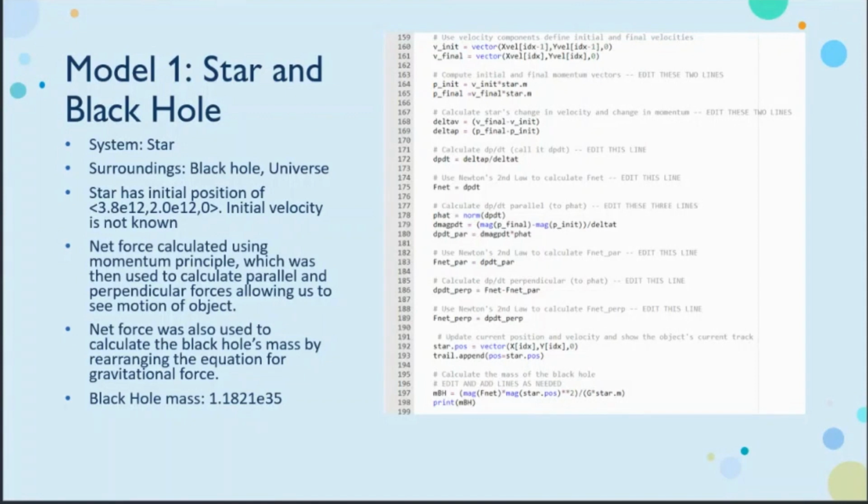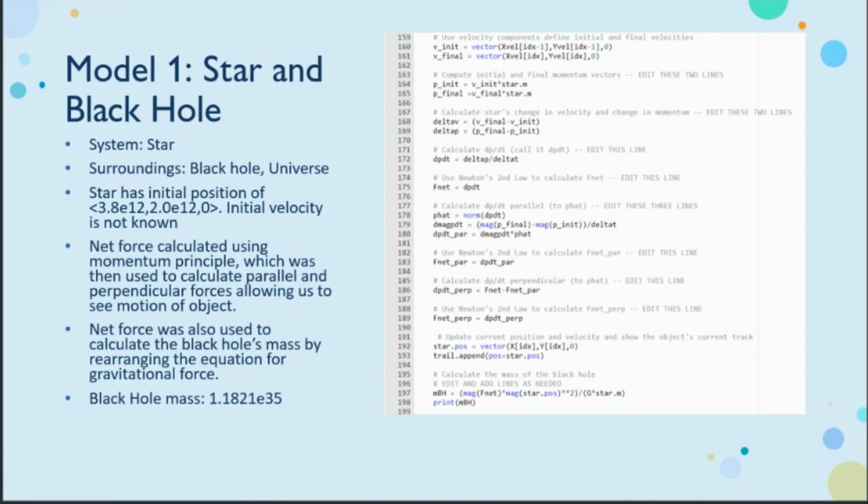The planet had an initial position of 3.8 times 10 to the 12 meters in the x direction and 2 times 10 to the 12 meters in the y direction. The initial velocity is not known. The net force was calculated using the momentum principle, which was then used to calculate the parallel and perpendicular forces, allowing us to see the motion of the object. The net force was also used to calculate the black hole's mass by rearranging the equation for the gravitational force and plugging in the values for the variables as seen in line 197.